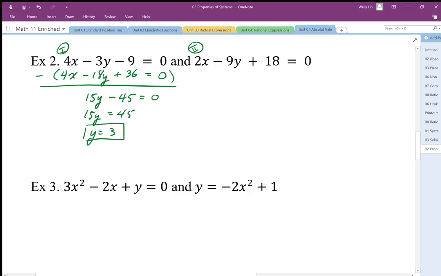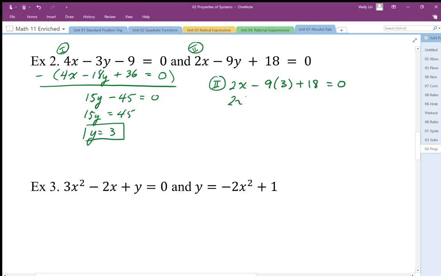I have to remember that there's another variable to solve for. So I'm going to plug it into one of the two equations. I'll just plug it into equation 2 here. And again, make sure you're keeping track of your equations. Minus 9 times y is equal to 3 plus 18 equals 0.